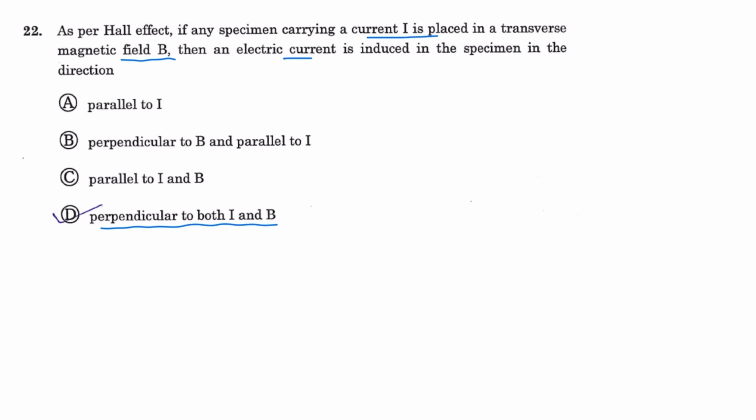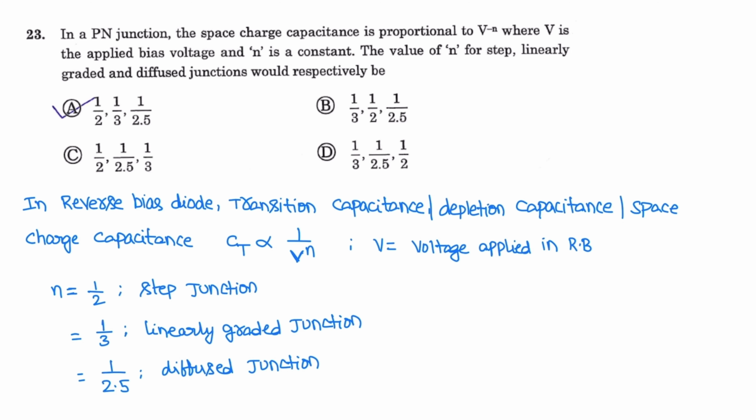Next question. In a PN junction, the space charge capacitance is proportional to V power minus n. This space charge capacitance, or depletion capacitance or transition capacitance, occurs when the diode is in reverse bias. This space charge capacitance is proportional to 1 by V power n, where V is the applied voltage in reverse bias, and the value of n is 1 by 2 for step junction, 1 by 3 for linearly graded junction, and 1 by 2.5 for diffused junction. So correct option is A. For step junction it is 1 by 2, for linearly graded junction 1 by 3, and for diffused junction 1 by 2.5.